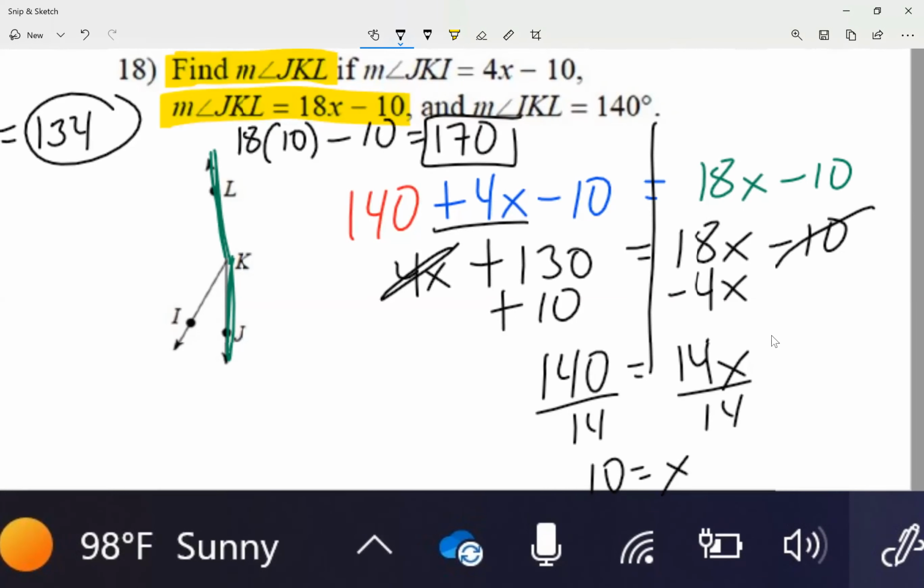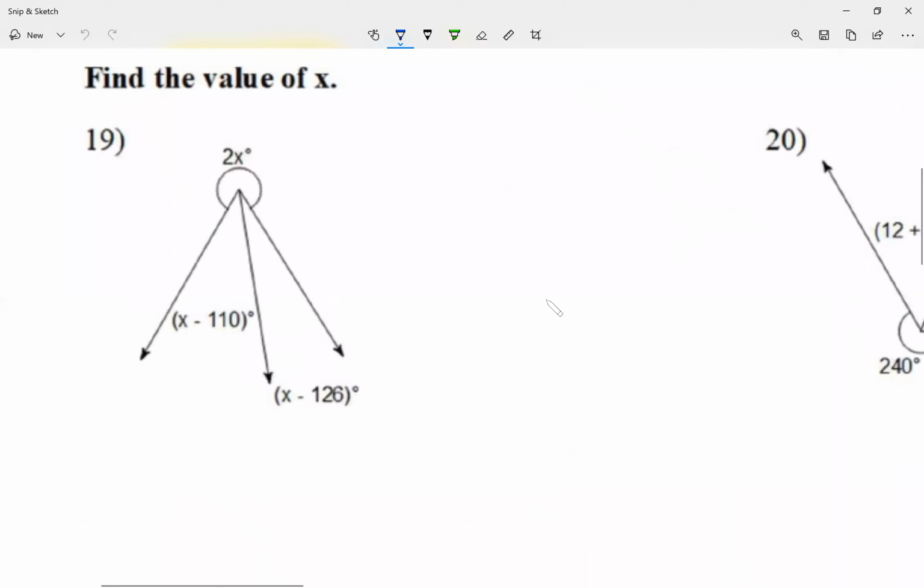So the way we're going to do this, I'm going to add two small angles equals a big angle. That way I can solve for x. And then I'm going to look at which angle I have to solve for. All right, let me flip the page. Let's take a look at question number 19. Okay, find the value of x.